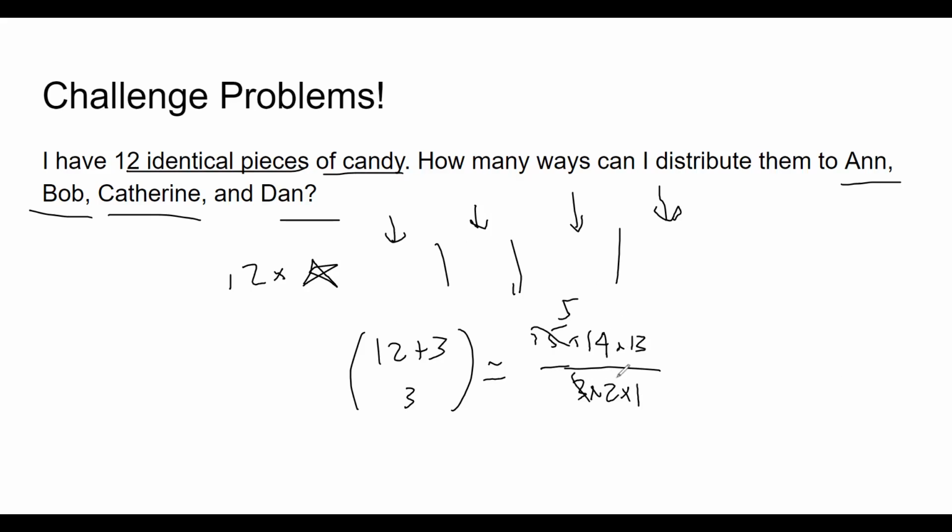And so this is just a pretty simple calculation. 15 divided by 3 is 5. 14 divided by 2 is 7. So this is 5 times 7 times 13. And the final answer is 455.